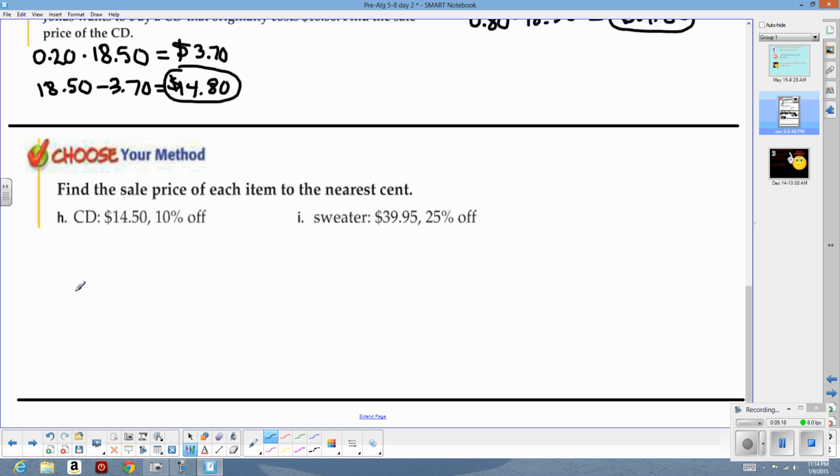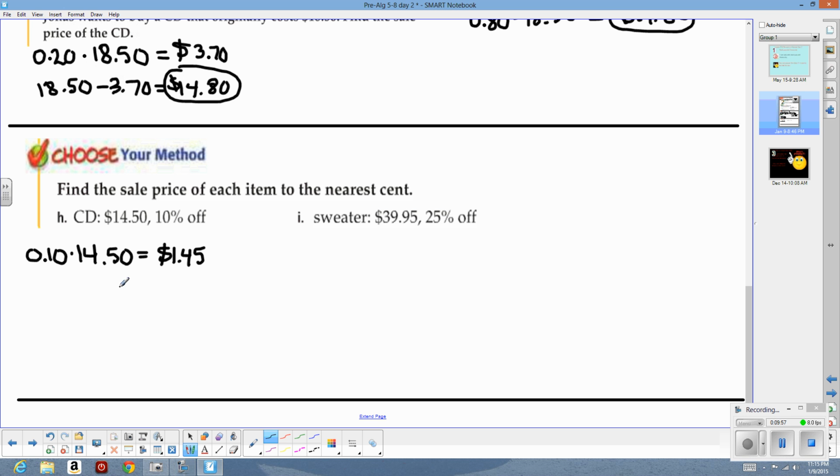A CD is $14.50 and it's 10% off. If you want to use the first method, you would first calculate 10% of $14.50. 10% as a decimal looks like this, times the price. And you could use a calculator, or you might remember that 10% is 1/10, and that's dividing by 10, which means he's going to save $1.45. So you really just have to move the decimal one place to the left.